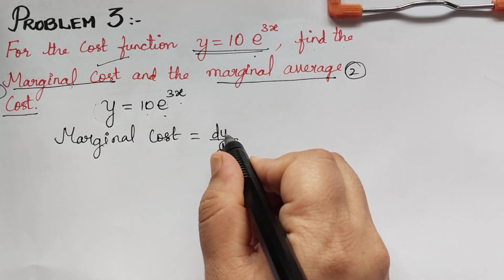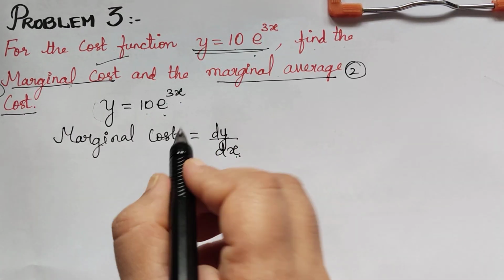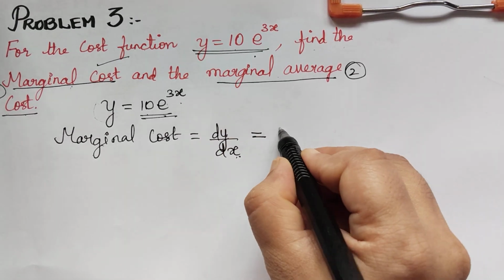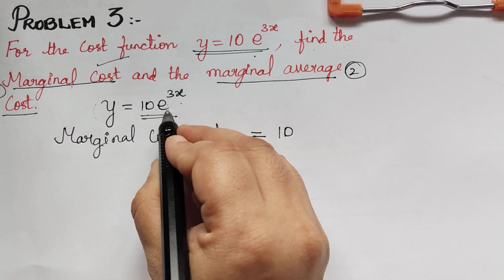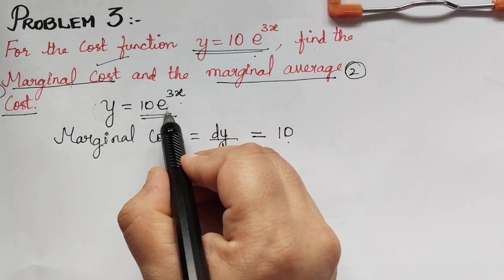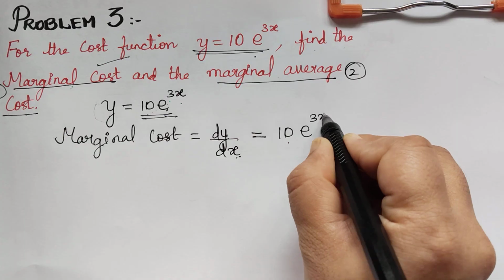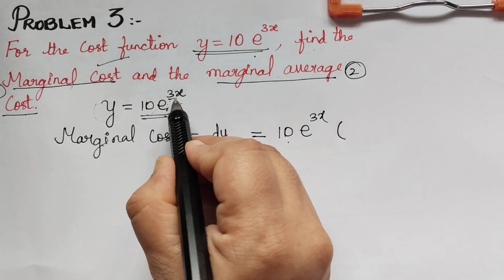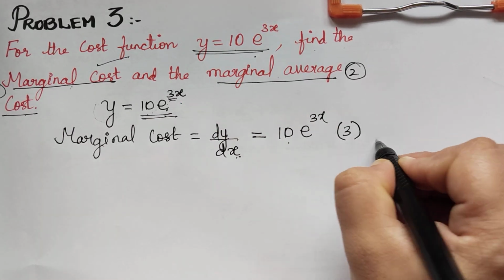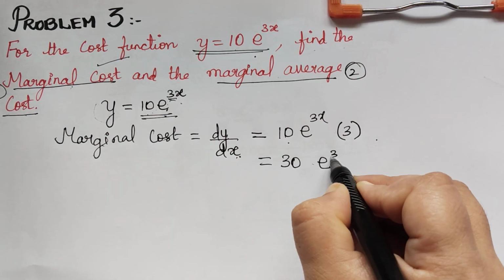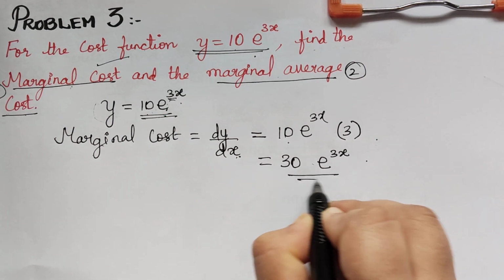So differentiating y with respect to x, the first derivative of y with respect to x gives us the marginal cost. Now differentiate this with respect to x. 10 is a constant in multiplication, so it comes as it is. What is the differentiation of e to the power 3x? It is e power 3x multiplied with the constant 3. So that is equal to 30 e to the power 3x. So this gives us the marginal cost.